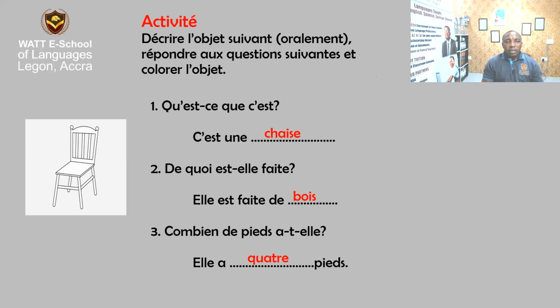So after this one, you can practice it on your own with your siblings, with your mother, with your parents, with your class teacher. Qu'est-ce que c'est? You show the item. De quoi est-il fait? Or de quoi est-elle faite? Combien, ainsi de suite, and so on and so forth. By practicing, you become perfect.